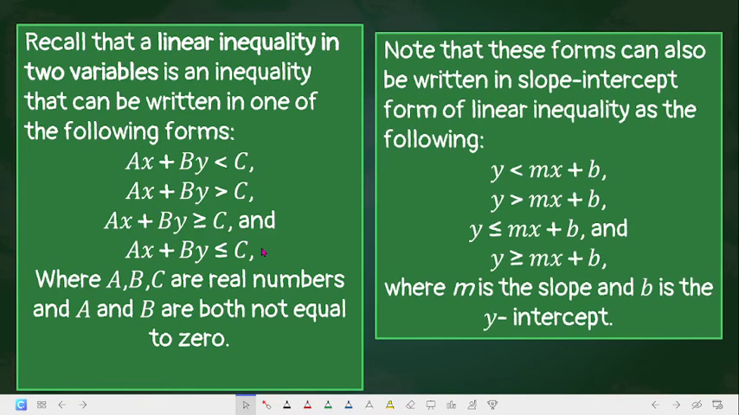Also take note that these forms can also be written in slope-intercept form of linear inequality. This is the standard form, and this is the slope-intercept form: y less than mx plus b, y greater than mx plus b, y less than or equal to mx plus b, and y greater than or equal to mx plus b. Again, m is the slope and b is the y-intercept. So take note of the standard form and the slope-intercept form of the linear inequality.